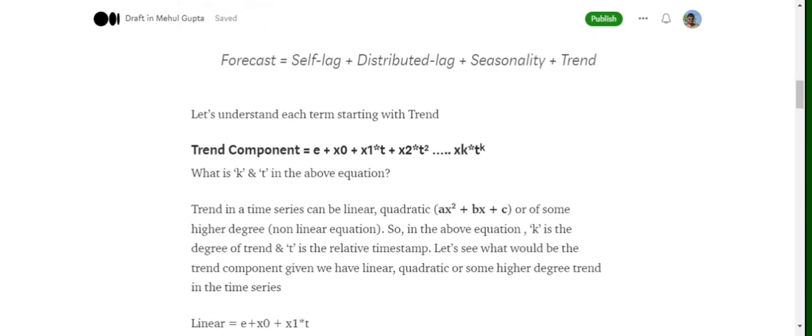So first of all, let's see the trend component. Trend is usually mathematically modeled using this equation: e plus x0 plus x1 into t plus x2 into t square, up to xk into t raised to power k. So this is an equation to represent trend mathematically. Now there would be a few questions from your side. What is this k? What is this t? First of all, we must know that trend can be in multiple forms.